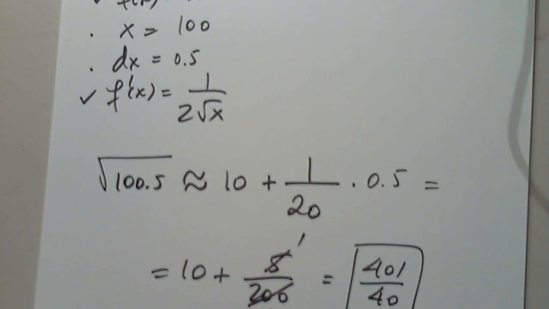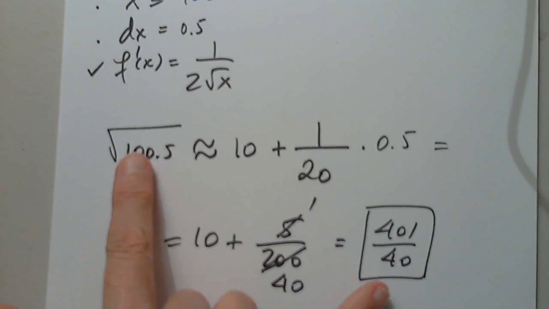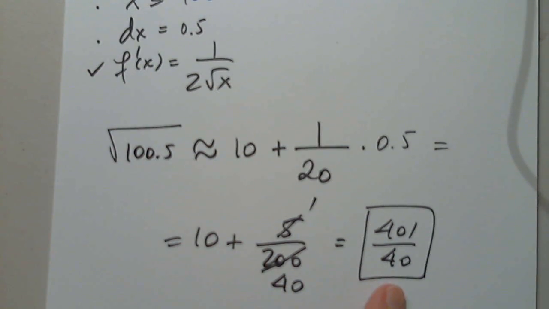Okay. So this is the approximate symbol, but this is the equal symbol because I continue with this. So the square root of 100.5 using calculus, using what we just looked at, differentials, is 401 over 40. Yes, they're not equal, but it's a very good approximation of this. Any questions?